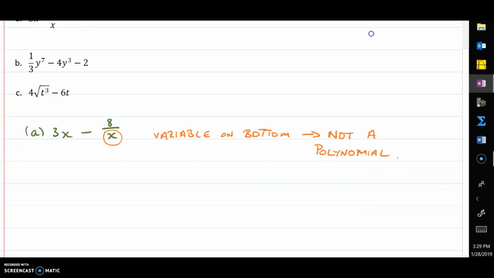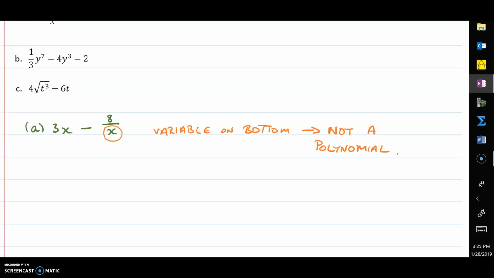If you wanted to write it as powers, you don't have to, but if you wanted to write all of these as power terms, you would say that that was 3x minus 8x to the negative 1. And if you write them as power terms, once you see a negative power, then that also disqualifies it from being a polynomial. So in very simple terms, if you have a variable on the bottom of a fraction, then the expression is not a polynomial.